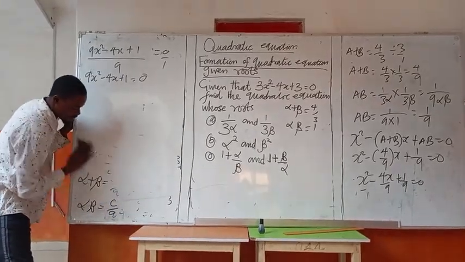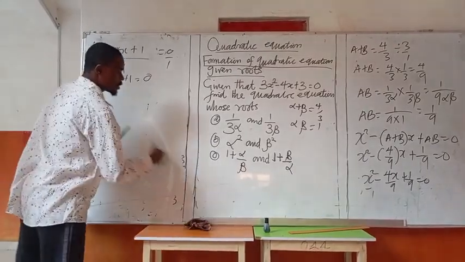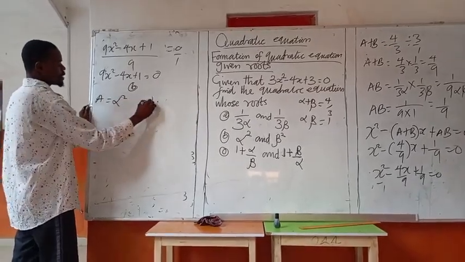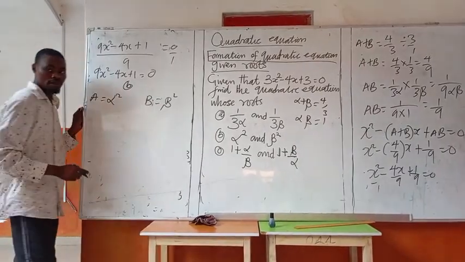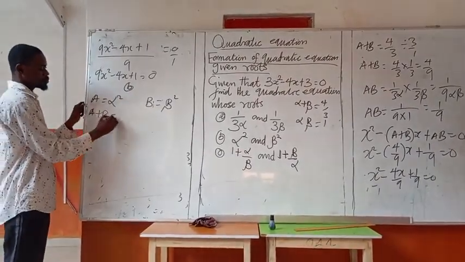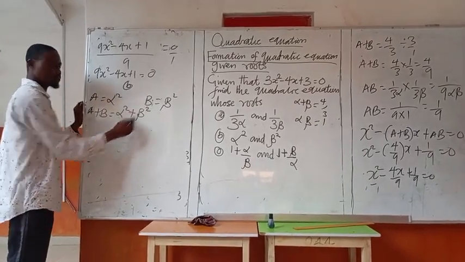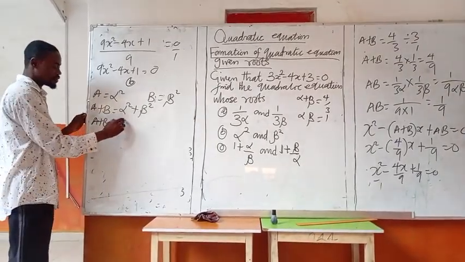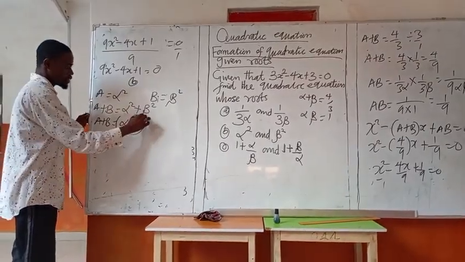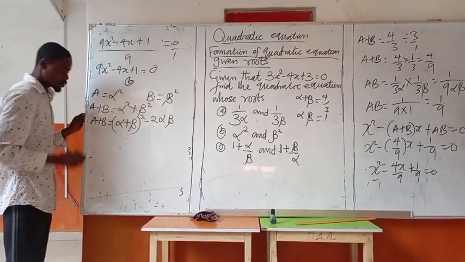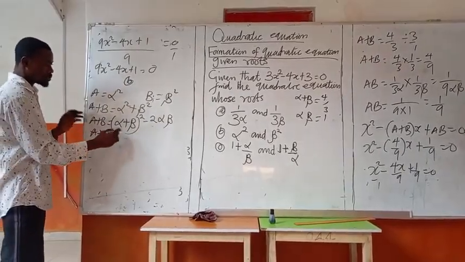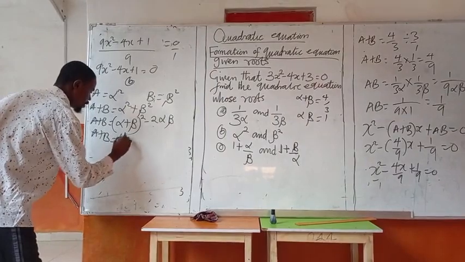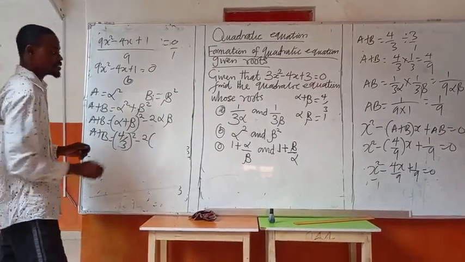So the second question, I need to find my a plus b and ab again. My a for the second question is this: a is equal to alpha squared. My b is equal to beta squared. So a plus b is equal to alpha squared plus what? Beta squared. Which is alpha plus beta all squared minus 2 alpha beta. Which is a plus b is equal to alpha plus beta, which is minus b over a, which is what? 4 over 3 all squared minus 2 of alpha beta, which is 1.